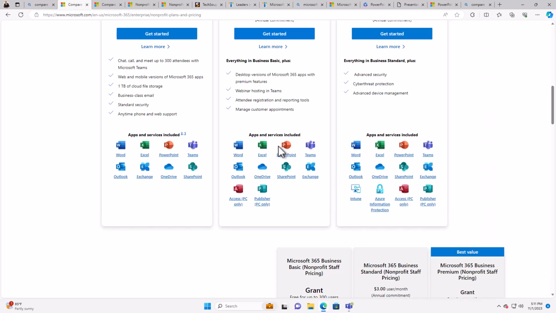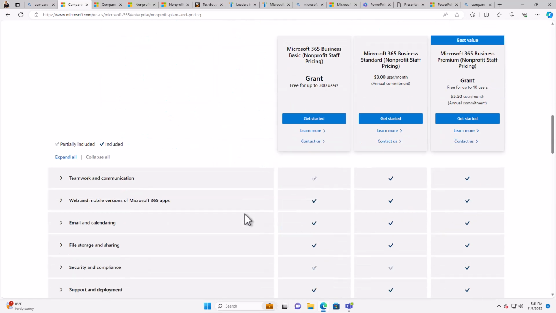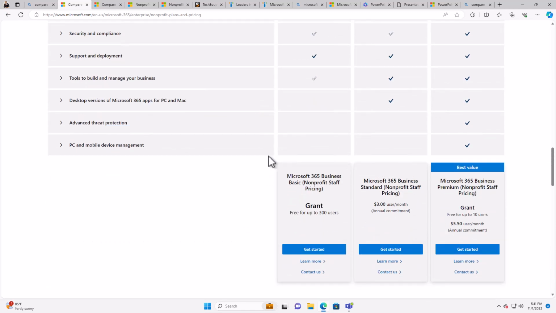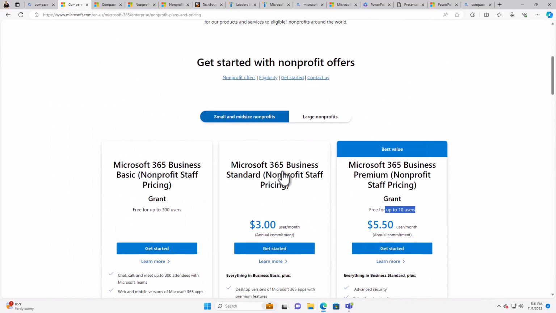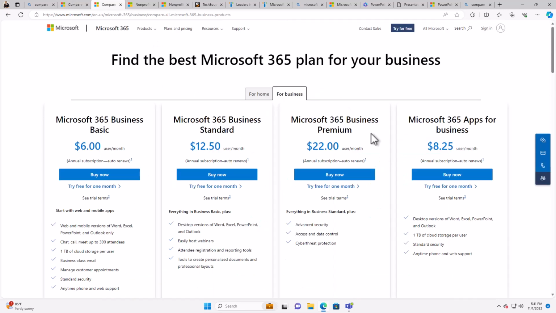Now I was even comparing earlier for us the business plan. So look at this, Microsoft Business Premium is $5.50. If I go to the business plan, you see this is actually expensive. It's $22 per user per month. So that is actually a massive discount for your non-profit. So if you're interested in this, you can work with a Microsoft partner so you can get started here.